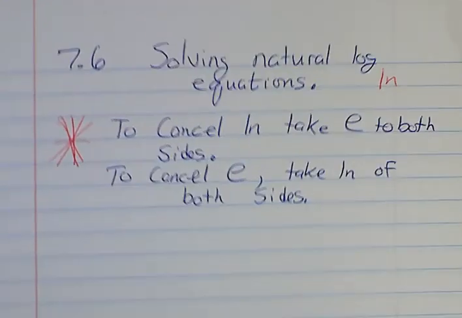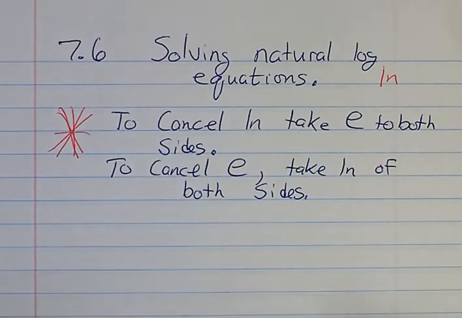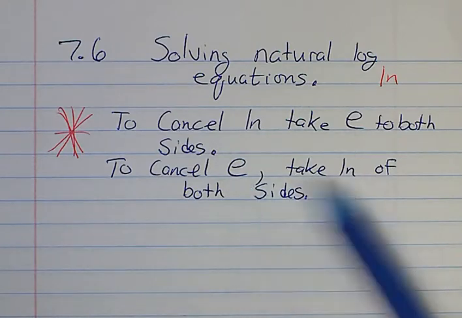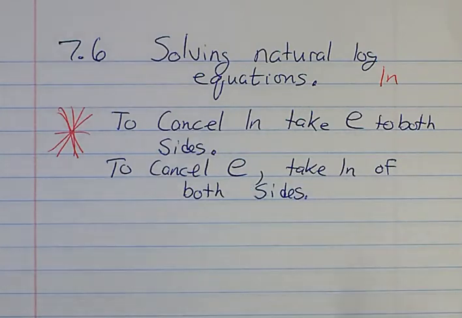So kind of like when we had something in exponential form, you would rewrite it in log form, or if you had something in log form, you'd rewrite it in exponential. This one, if they give you ln, you got to take e to both sides. If they give you e, you got to take the ln to both sides. So they're going to kind of cancel each other out.